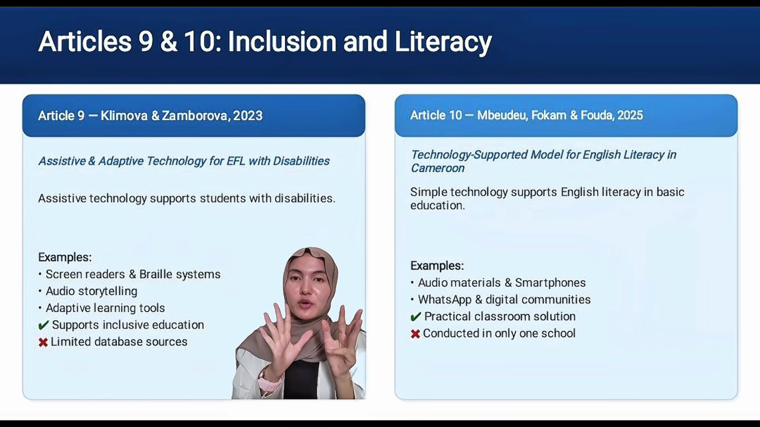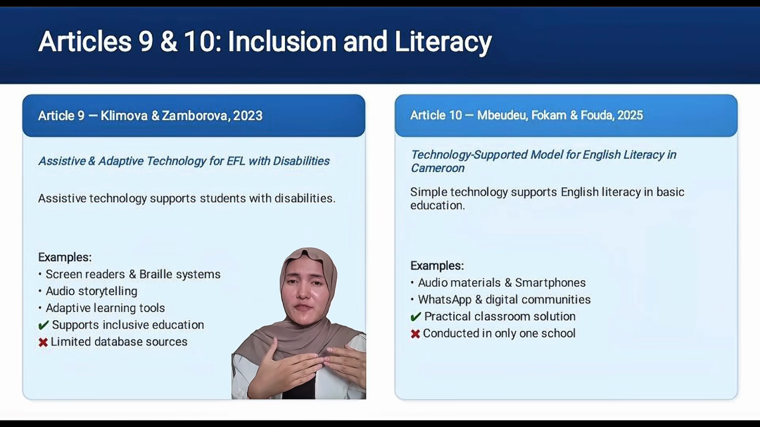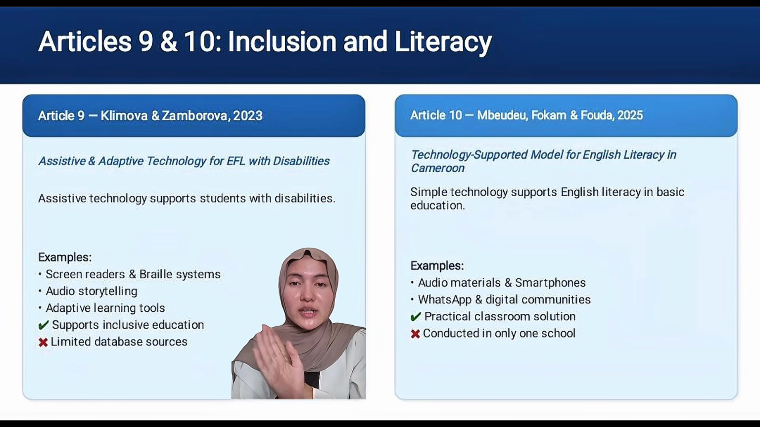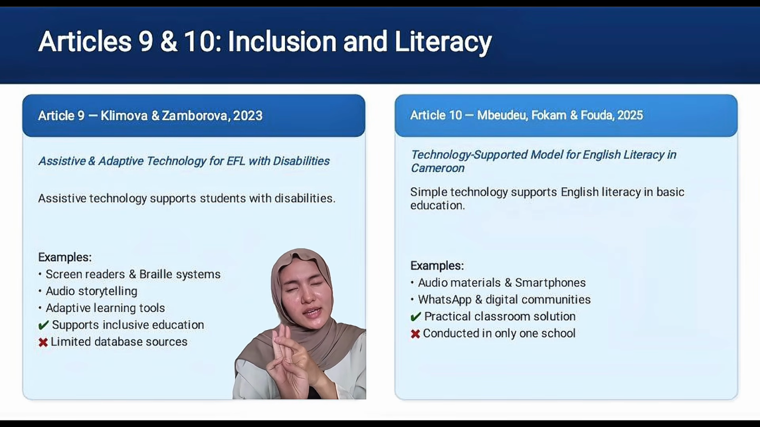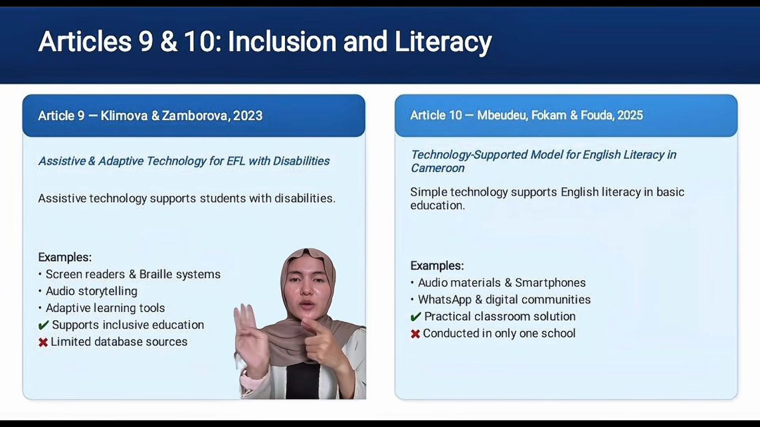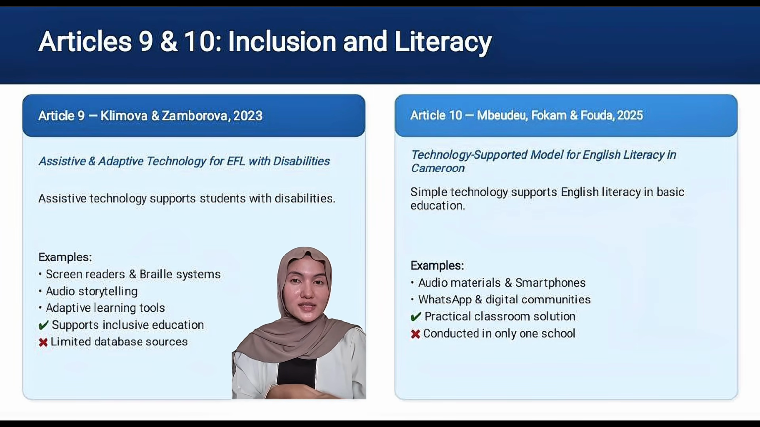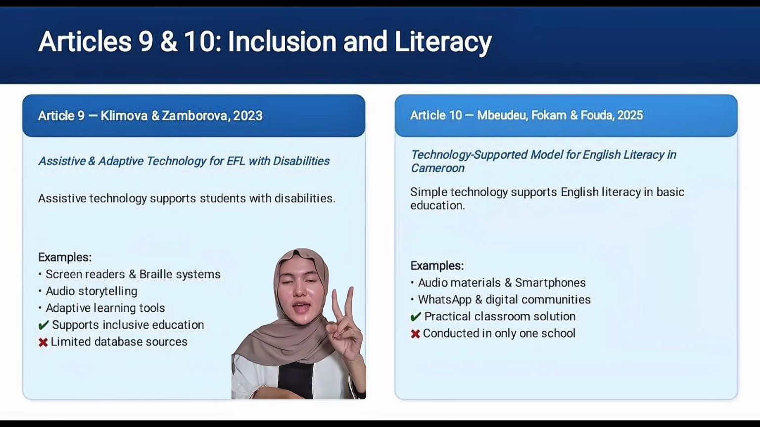The ninth article is by Klimova and Zamburova, published in 2023. This article discusses assistive and adaptive technology in learning English as a foreign language. This article focuses on students with disabilities, especially visually impaired learners. Technologies such as screen readers, braille systems, audio storytelling, and adaptive learning tools can help students improve vocabulary, reading skills, autonomy, and academic achievement. The strength of this article is that it supports inclusive education and gives a broad overview of studies from different countries. However, the weakness is that it only uses studies from two major databases.